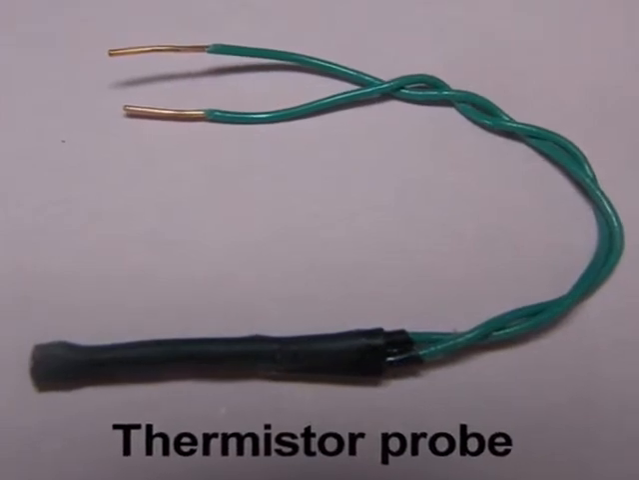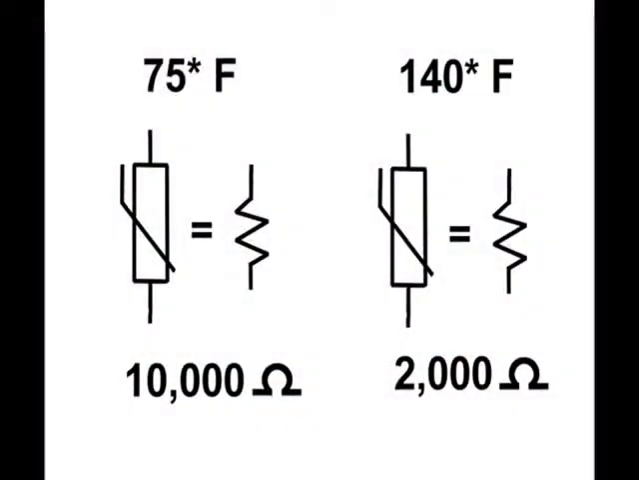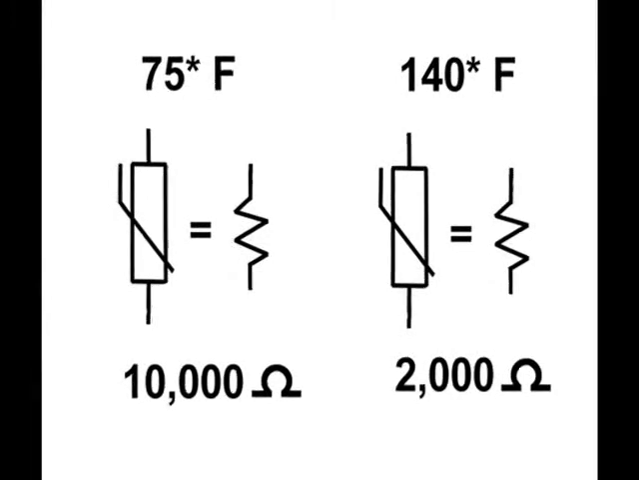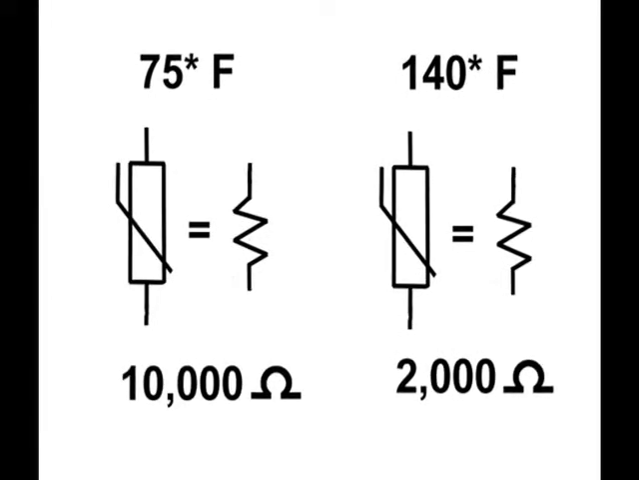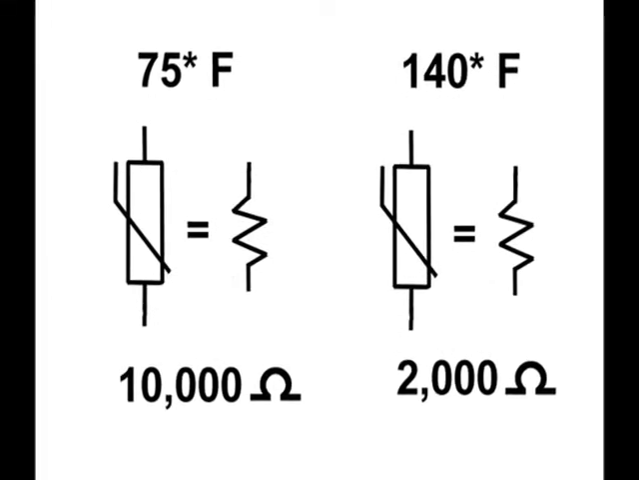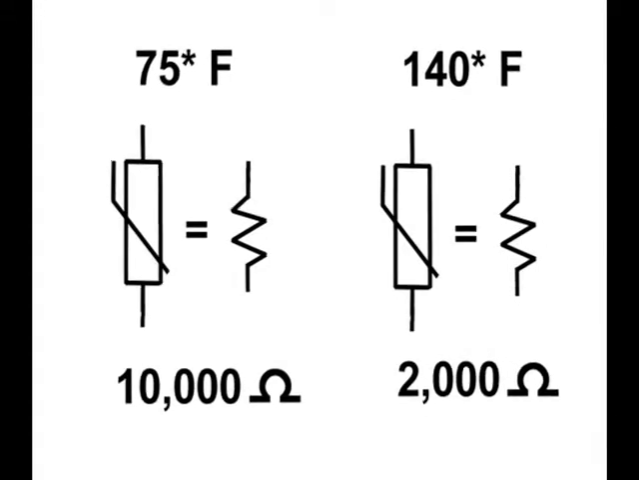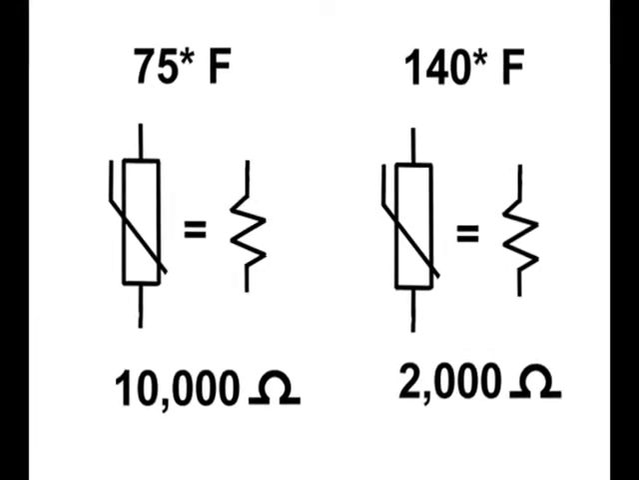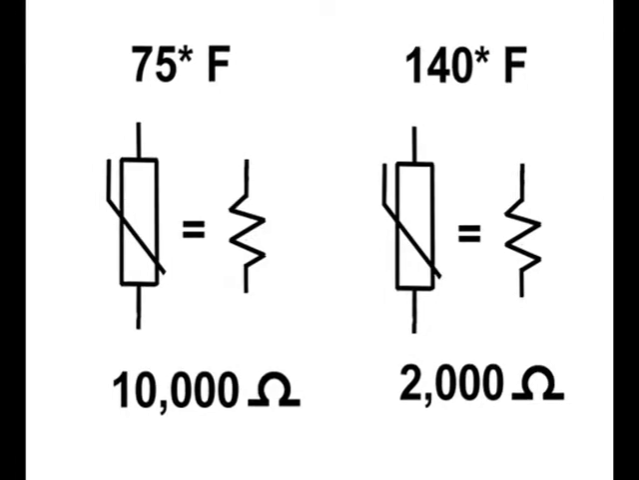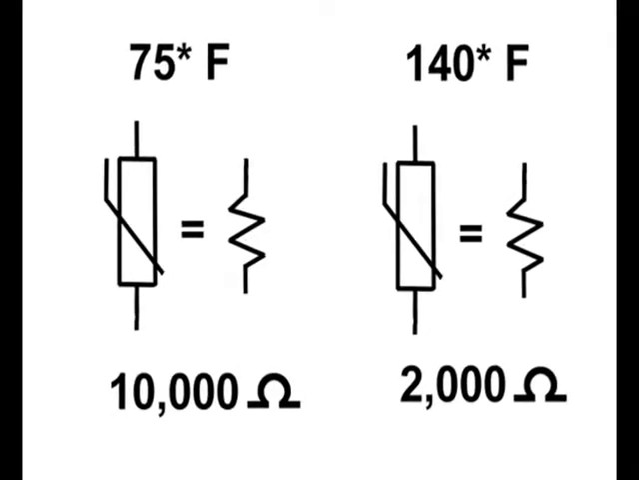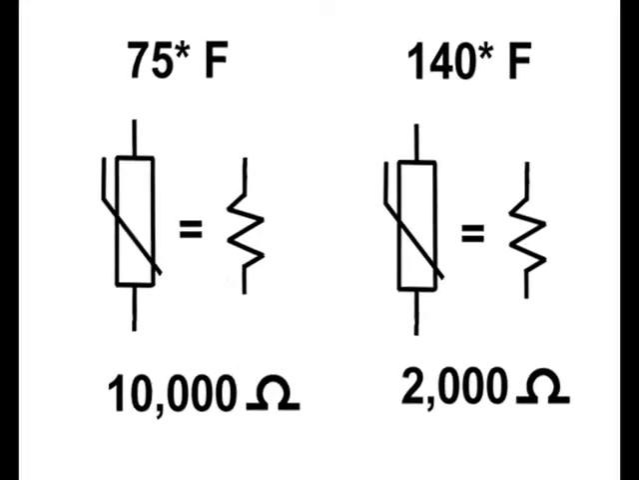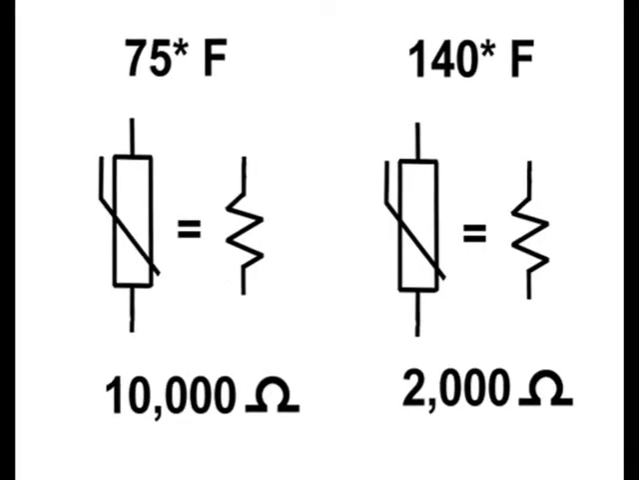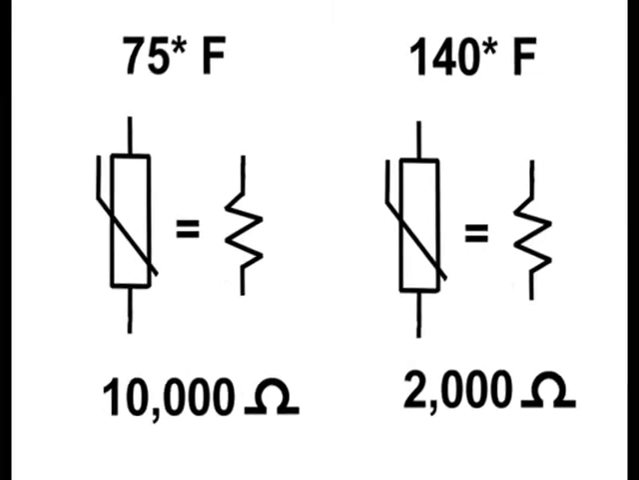For example, a 10K NTC thermistor has a resistance of 10K at room temperature and drops to 2K at 140 degrees Fahrenheit. Although this resistance is nonlinear with respect to temperature, the change in resistance is sufficient to drive a differential controller and also approximate temperature.